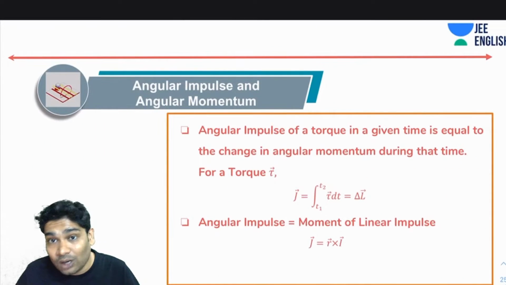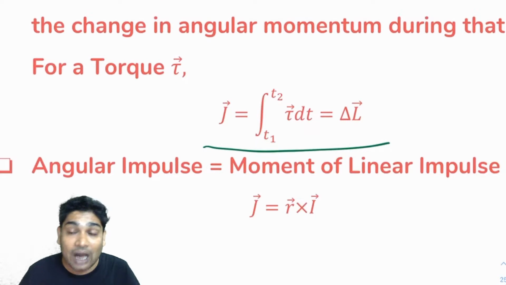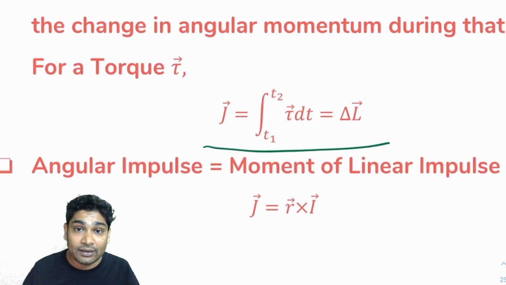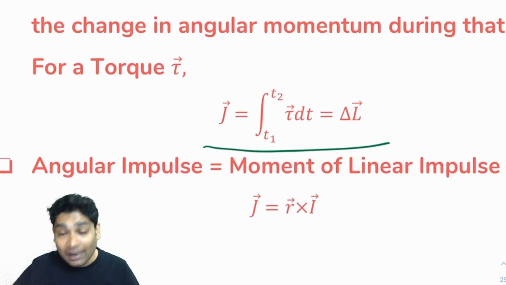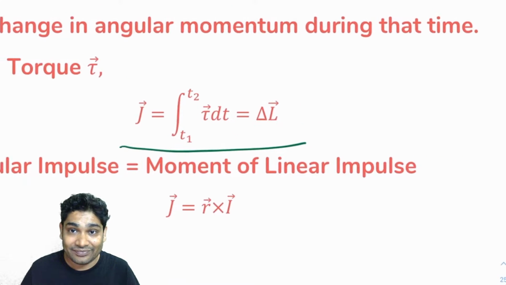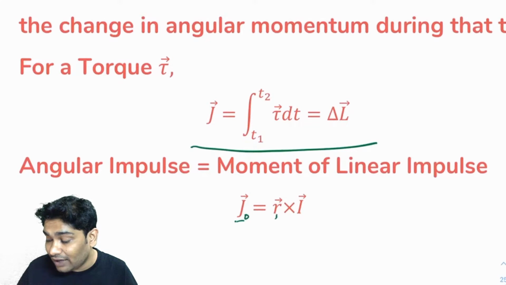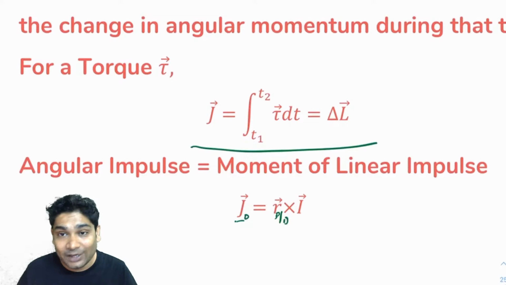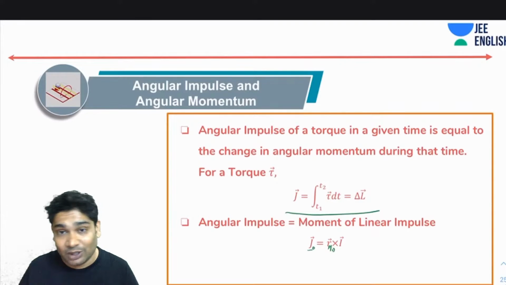Alright. Next, you can also talk about angular impulse and angular momentum. Angular impulse is defined as integral of tau dt, where tau is the torque, and you're integrating tau dt from some time interval t1 to t2. By the angular momentum theorem, angular impulse is always equal to the change in angular momentum. And how do I calculate it? Angular impulse can also be related to linear impulse. It is defined as the moment of linear impulse. So angular impulse about some point O would be the position vector, with respect to O, of the point where a linear impulse is acting, cross the linear impulse. Okay.